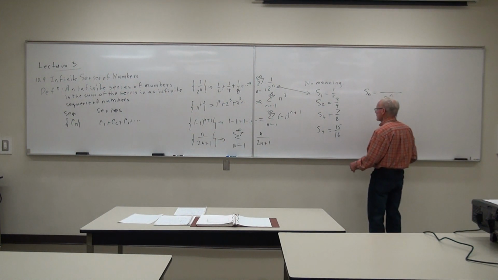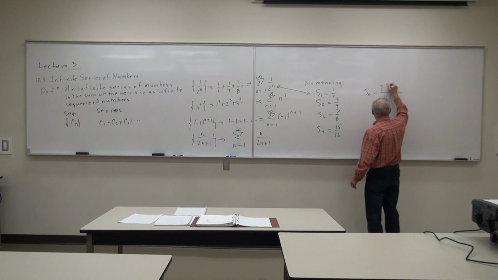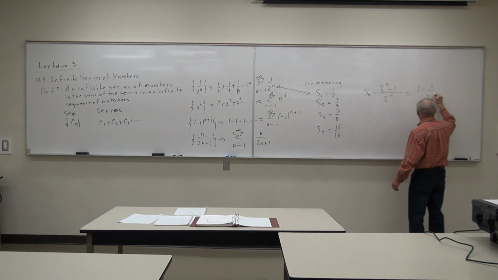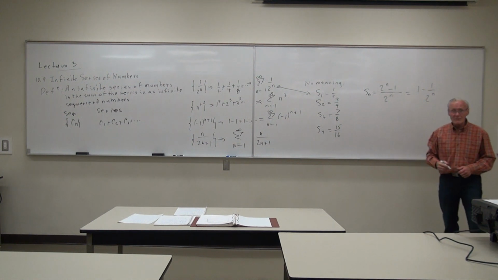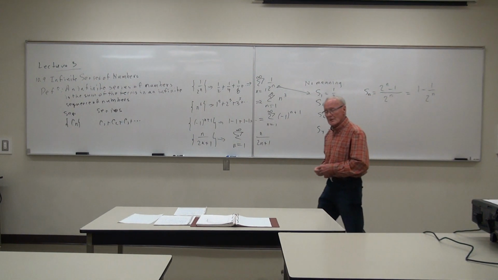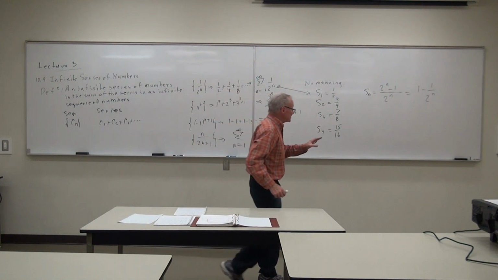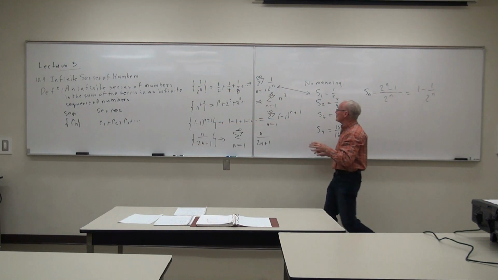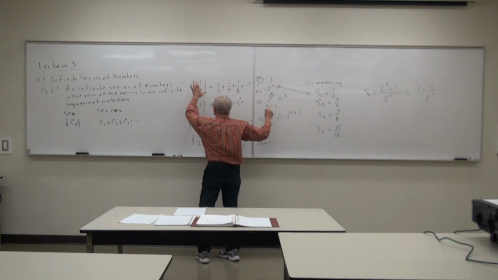What are the numerators? They're 1 less. 2 to the n minus 1. You could actually write that as 1 minus 1 over 2 to the n. There's a formula for S of n, the sum of the first n terms. This is a formula of the sum of the first n terms in this series that came from this sequence.